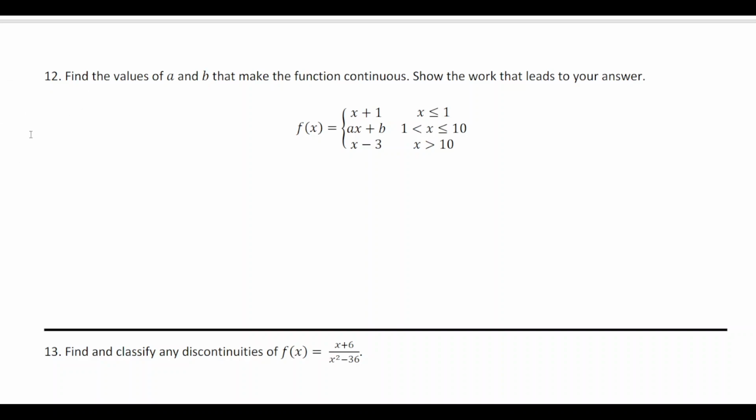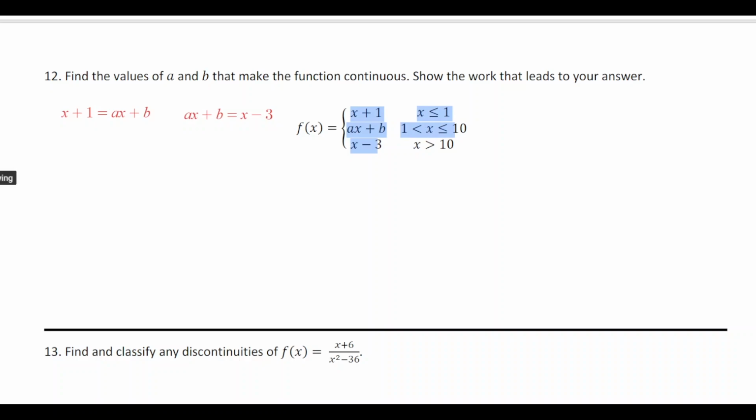The first equation, we'll set the first piece equal to the second piece: x plus 1 equals ax plus b. And then for the second equation, I'm going to get that by setting the ax plus b equal to the third piece. So we'll have ax plus b equals x minus 3. Now we want different x's here for the two different equations because we want the first and the second pieces.